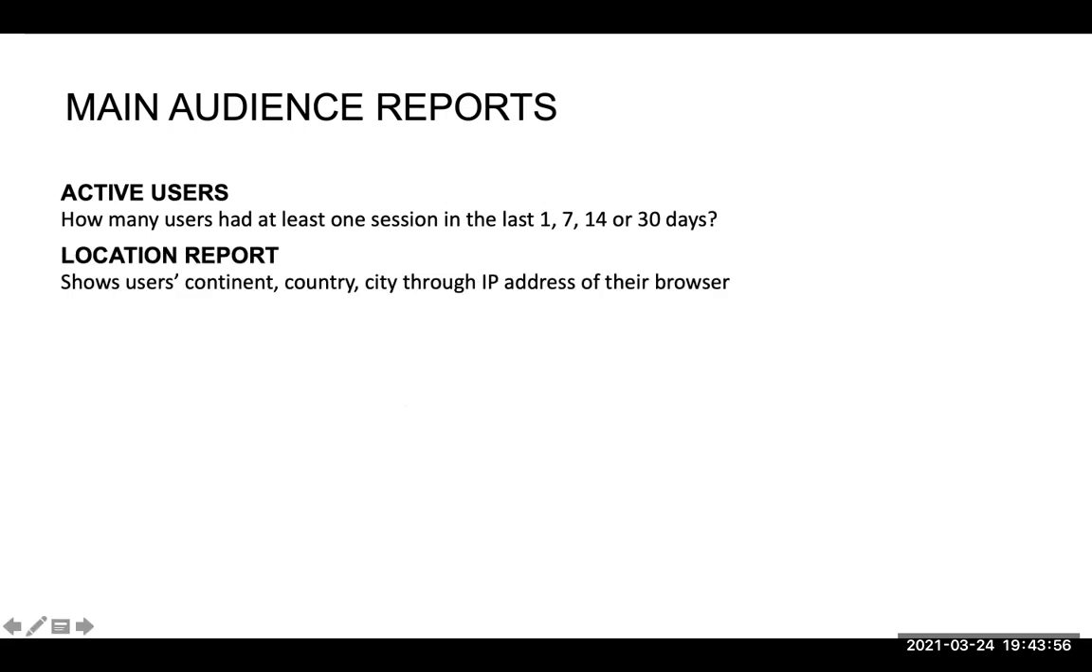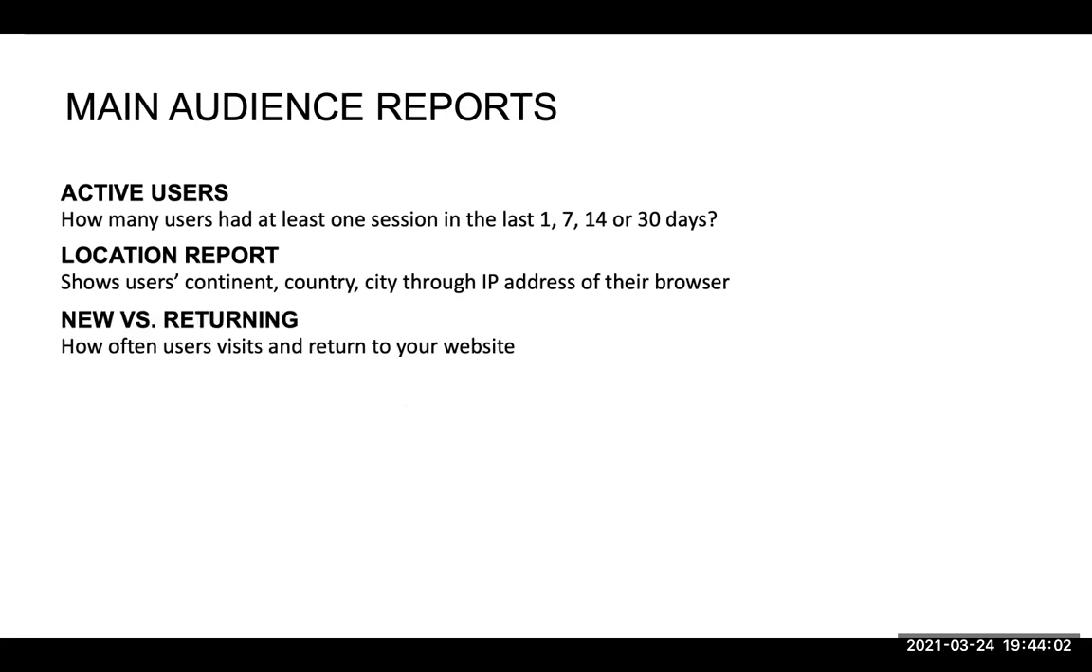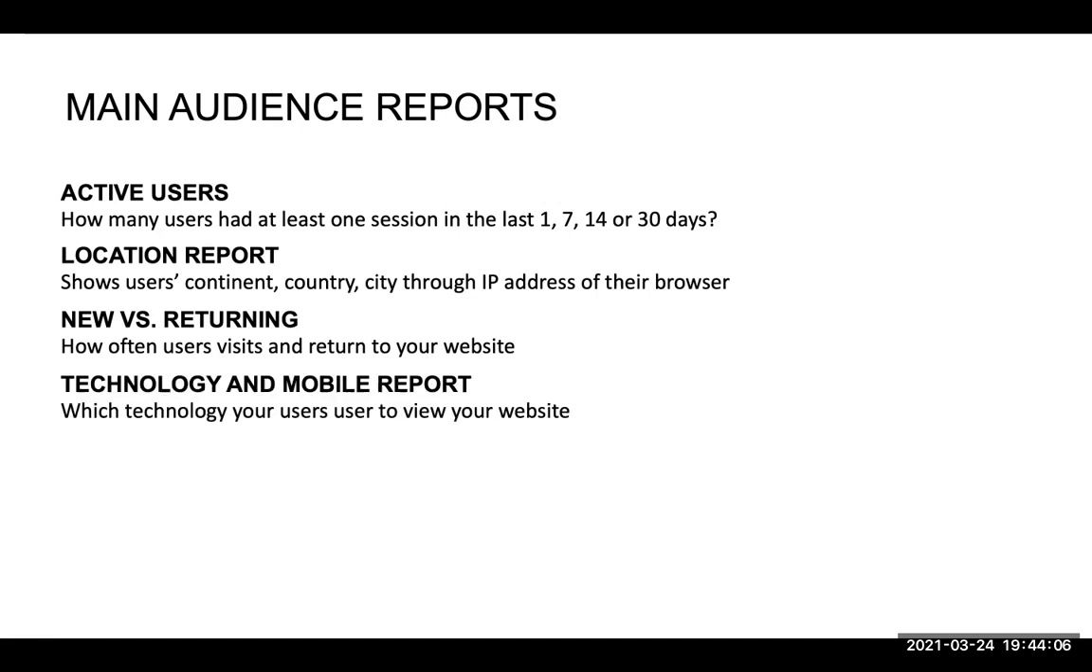Location report shows users' continent, country, city through the IP address of their browser. New versus returning: how often users visit and return to your website. Technology and mobile report: which technology your users are using, for example, phone, tablet, desktop, etc. And which particular age group is contributing mostly to your conversion rate, because that is really what you want to look at.